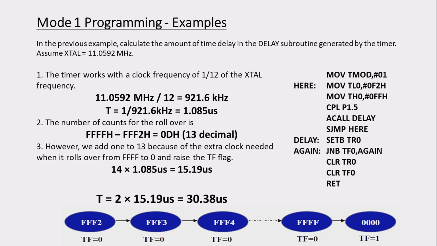Since we are generating a square wave, the first half cycle is going to be 0, and the next half cycle it is going to be 1. That is why I need to multiply this 15.19 microseconds by 2, so I'll be ending up with 30.38 microseconds. So the total amount of delay generated by this particular timer is going to be 30.38 microseconds.